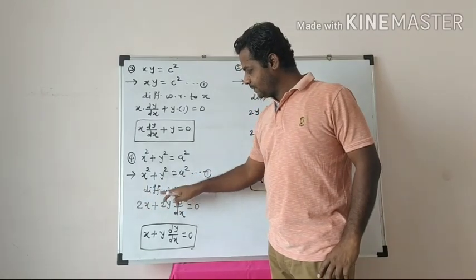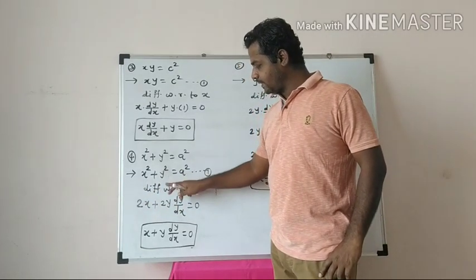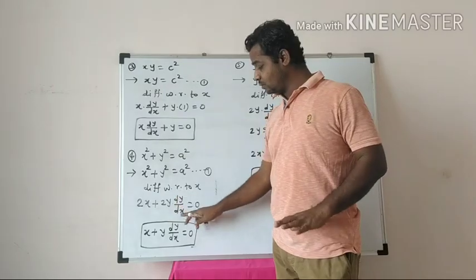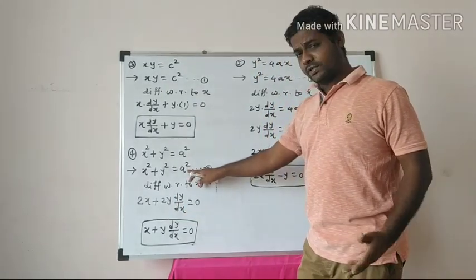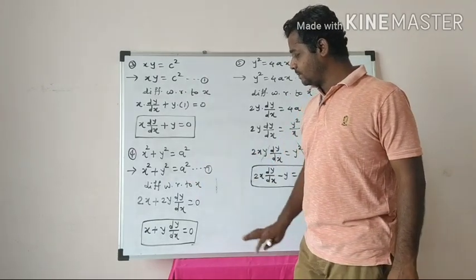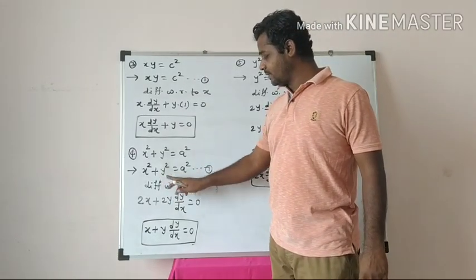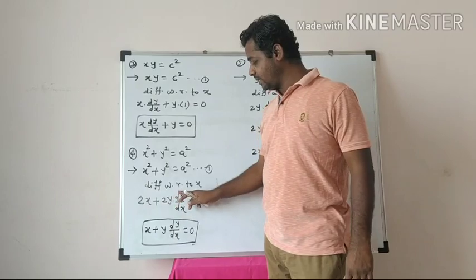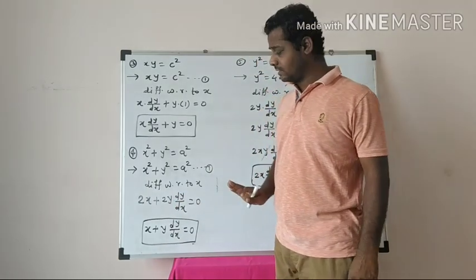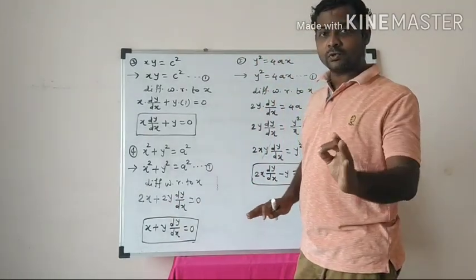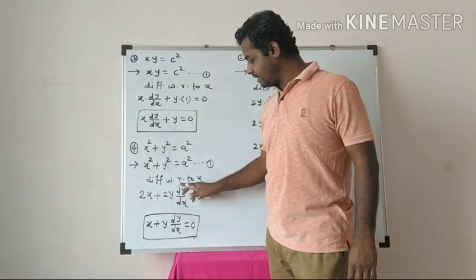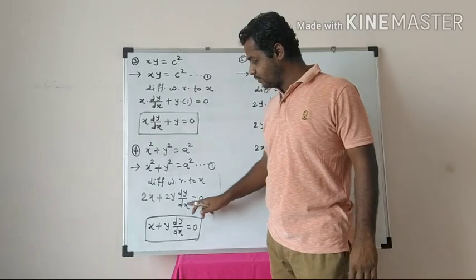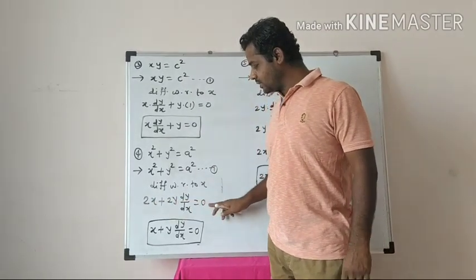Derivative of x square is 2x plus, as it is, derivative of y square is given by 2y into dy by dx is equal to a square, which is a constant, its derivative is 0. The derivative of y square is written as 2y into dy by dx. Derivative of star square is 2 star into star dash. So derivative of y square is given by 2y into dy by dx is equal to 0.